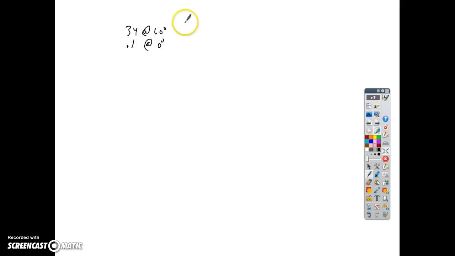Okay, so I'm going to break these into components. Agreed? You guys remember how to do that? So it's 34 sine, 34 cosine. So 34 cosine of 60, I get 17, comma, 34 sine of 60, and I get 29.445. Agreed?